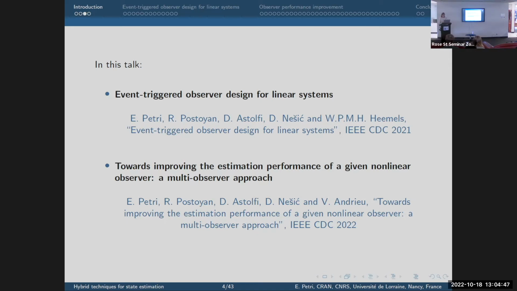In the second part of my talk, I will present another work titled Towards Improving the Estimation Performance of a Given Nonlinear Observer, a multi-observer approach, which falls in the second category from before, where we use hybrid techniques to improve the estimation performance. This work has been accepted for presentation at the next CDC.